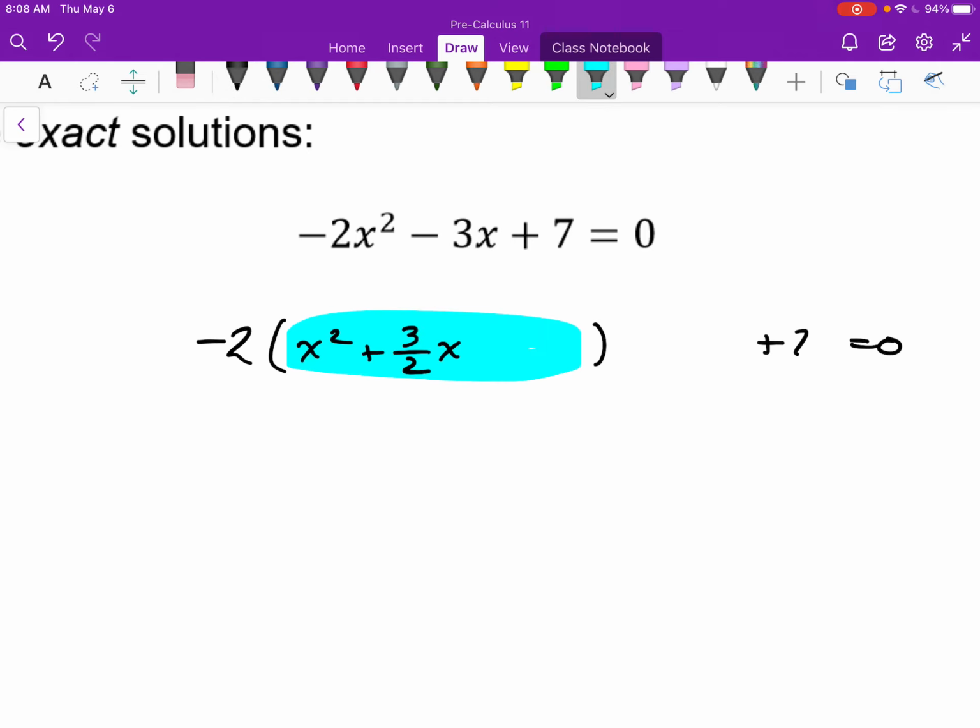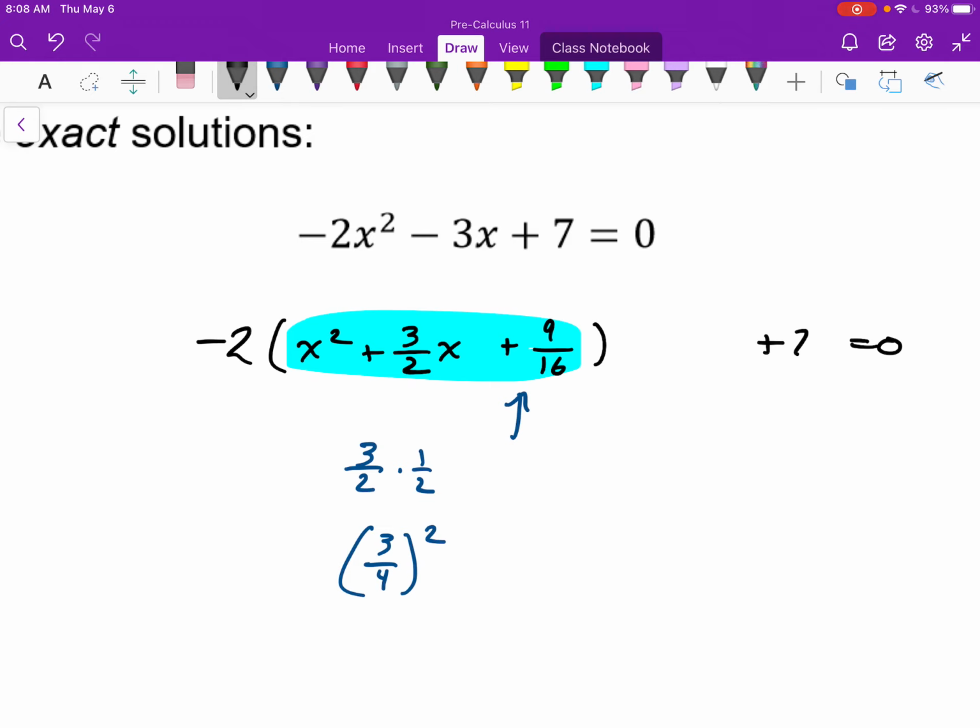OK, so now I need to create a perfect square. Whatever goes here has to be half of 3 over 2, which is, if I divide by 2, the same as multiplying by a half. Right? Division by 2, same as multiplying by half, and vice versa, which is the same as 3/4. And then I got to square 3/4, which is 9/16. So plus 9/16.